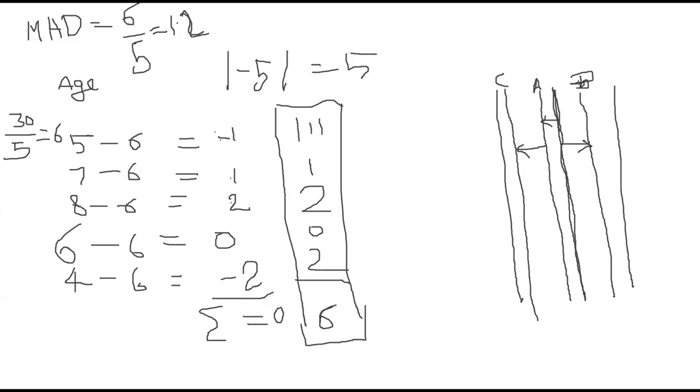Which one has the highest risk of going out of the runway? C. Certainly C, because it is almost going out of the runway. Which one is the second highest risk? B. Obviously B. And A is the third highest.